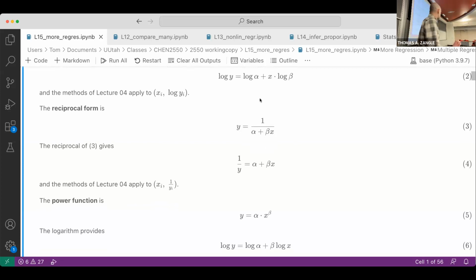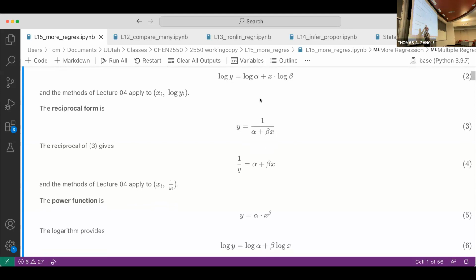Another example is when we have data like this: y = 1 over (alpha plus beta x). We can transform this by taking the reciprocal of both sides. And we end up with 1 over y as a linear function of x. And so we can now apply linear regression to look at 1 over y as a function of x.